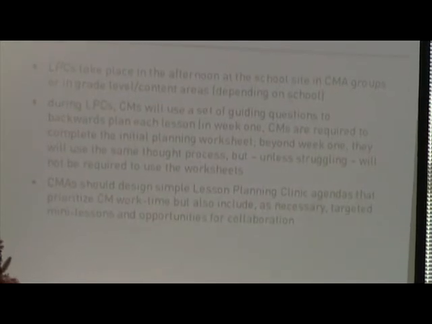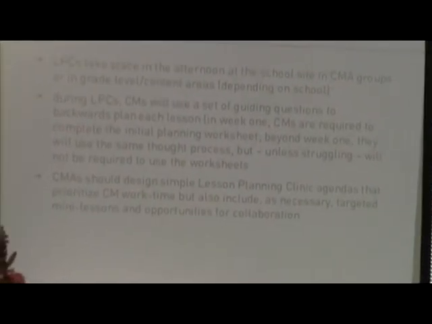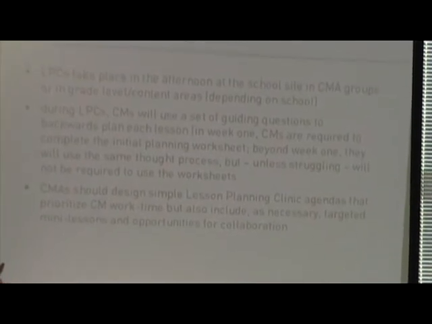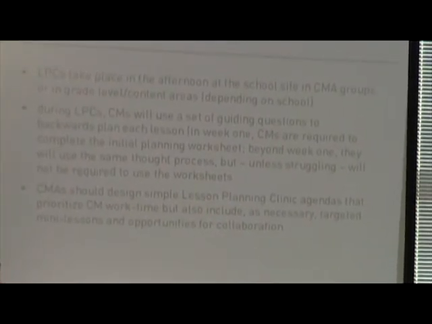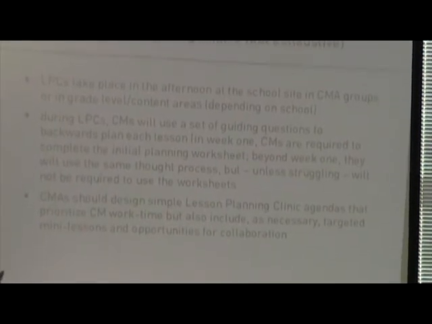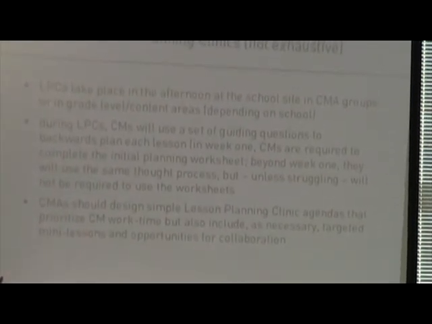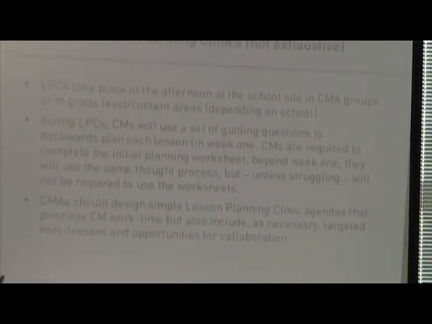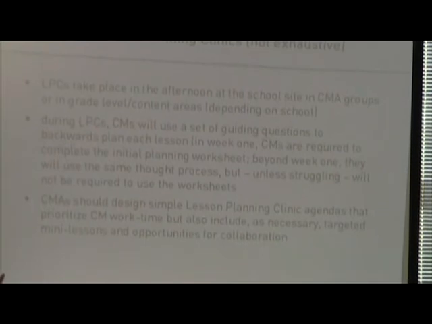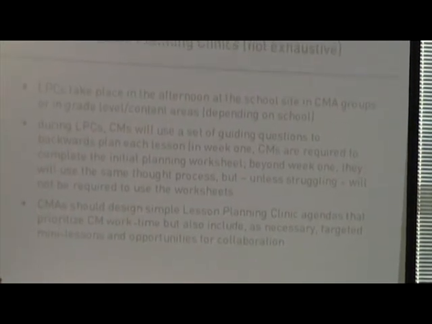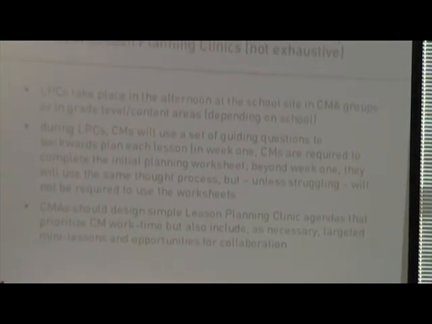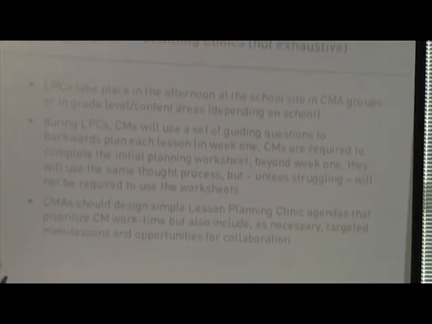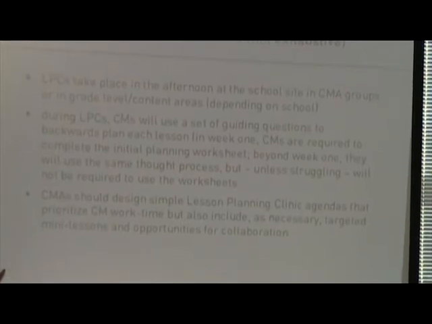In week 1, they are required to use the lesson planning clinic worksheet. After that, it's really up to the core member advisor and that core member to guide what those look like, what mini lessons need to happen, and how work time is structured. CMAs are responsible for designing what is ultimately a pretty simple lesson planning clinic agenda, because the majority of the time should be core members actually working, but they need to design something that has them working in the most effective way.